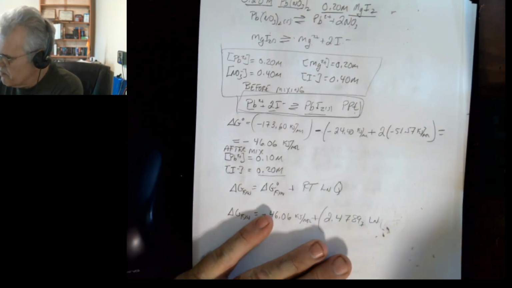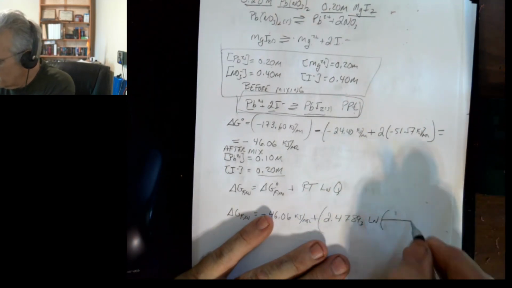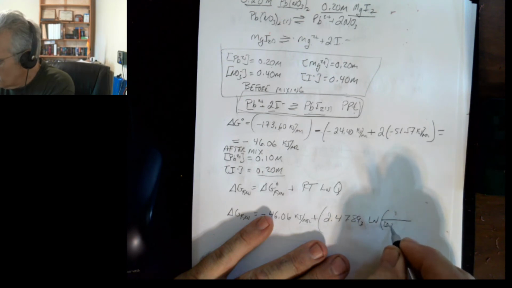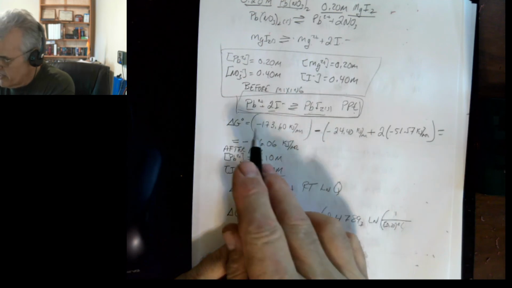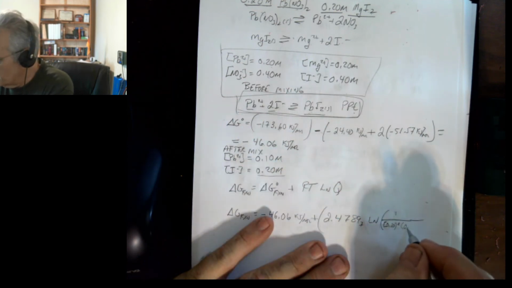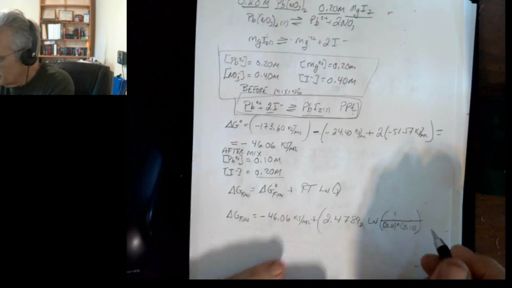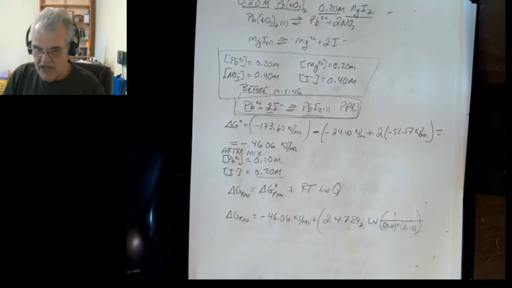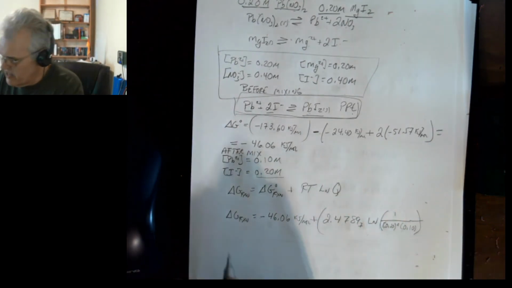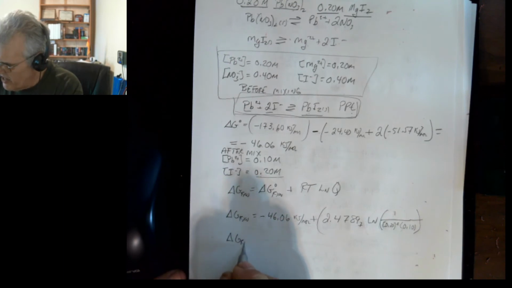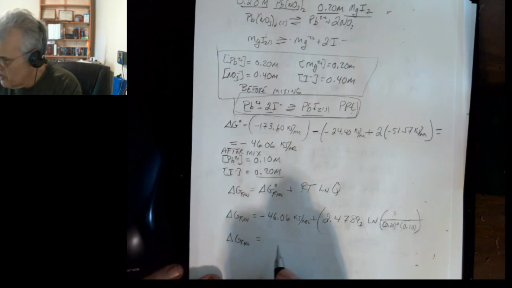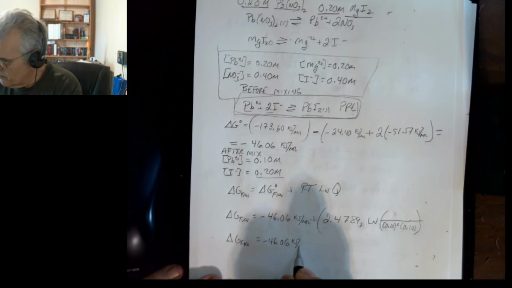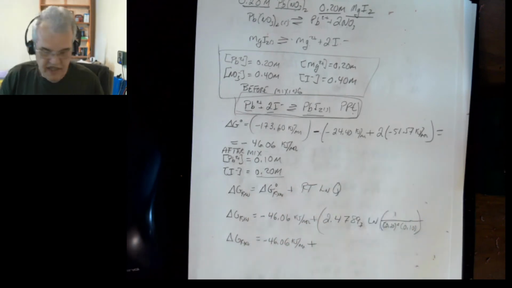Let me write this a little bit bigger and easier for you to see. So that's going to be 1 over 0.20 molar squared times our lead, and our lead we decided was 0.10 molar. So that's our calculation. We calculate out, we get delta G of reaction should be equal to negative 46.06 kilojoules per mole plus, well, let's calculate this out.